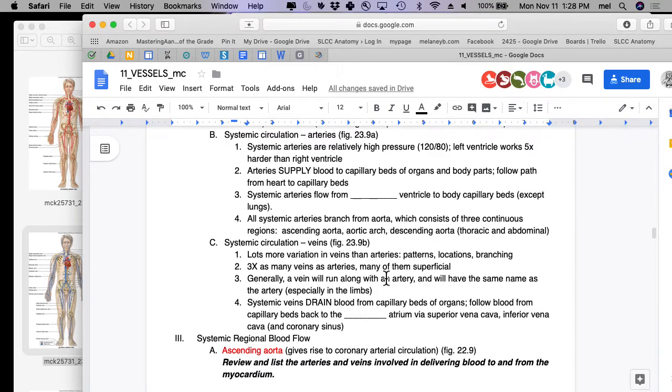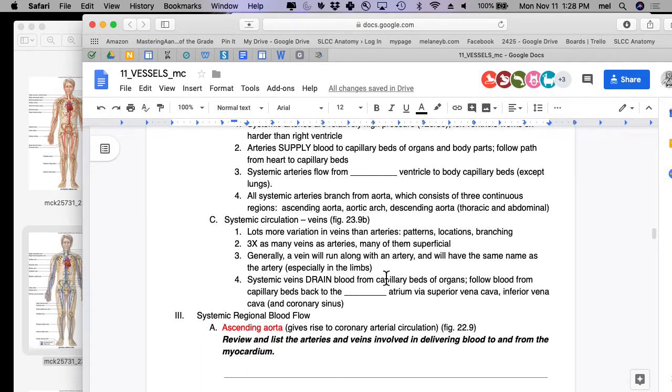So we think about veins, 3 times as many, and again, we talked about this last time. Part of the reason that veins and arteries are not exactly parallel is that a lot of times with deep arteries, you have a vein running with it, but then you also have superficial veins and you don't have any superficial arteries for obvious reasons, right? Not a really good place to put something high pressure that would kill you if it got poked, okay? So usually veins run along with arteries, especially in the limbs, plus the superficial ones, right?